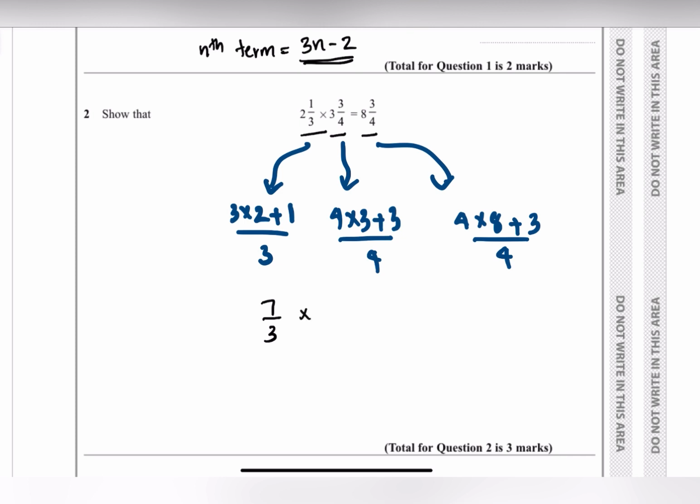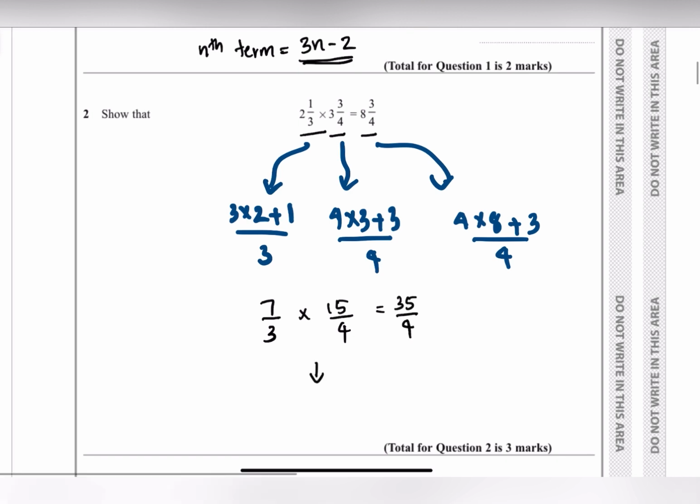times 15 over 4 will give you 4 times 8 plus 3, which is 35 over 4. So that's what you have to prove, 35 over 4. When you do this, you can see it is indeed 35 over 4. So that is how you do it.